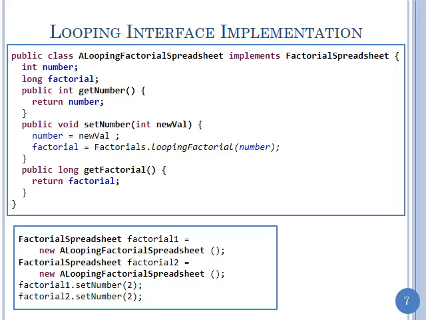Why do you say invisible? Because the user never sees it. The user sees the interface only. The user doesn't see the class. The user is saying, I have a factorial spreadsheet, the interface. And I'm going to call.